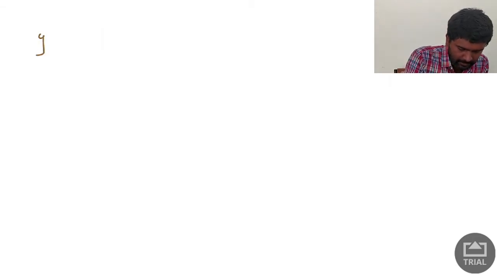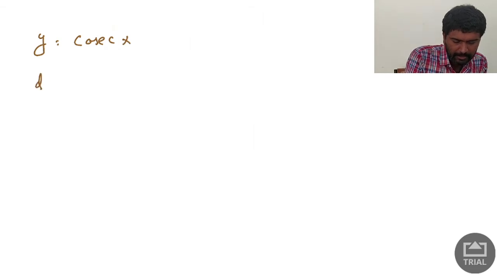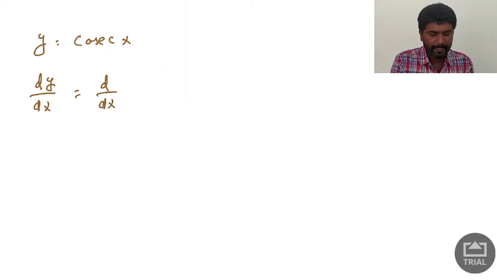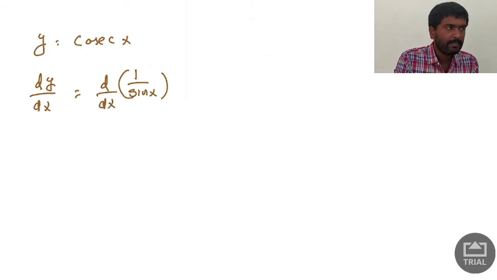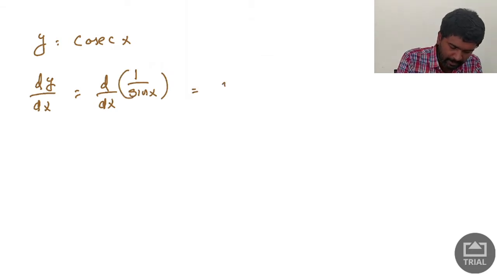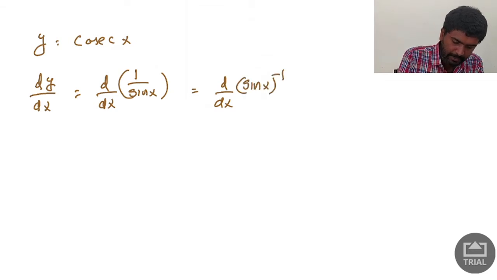So now my function is cosecant x, then what is dy by dx? So dy by dx of cosecant x is 1 by sin x. So 1 by sin x can be written as sin x whole power minus 1.